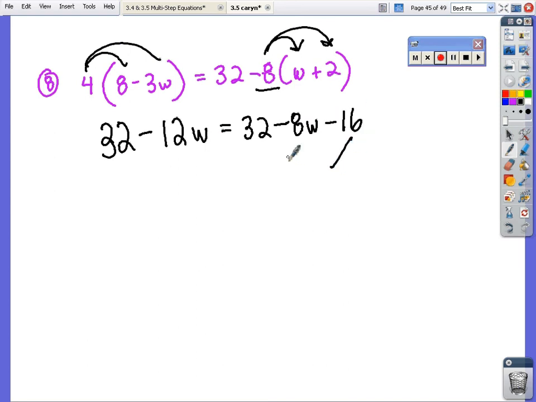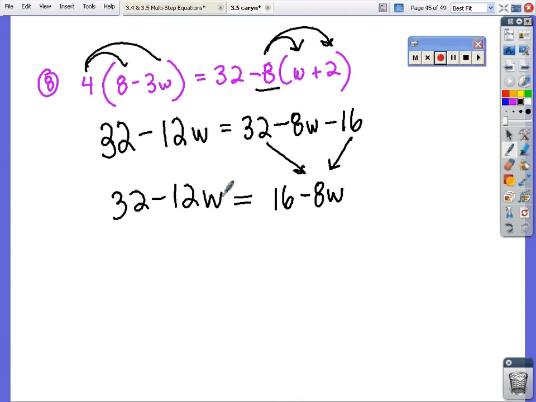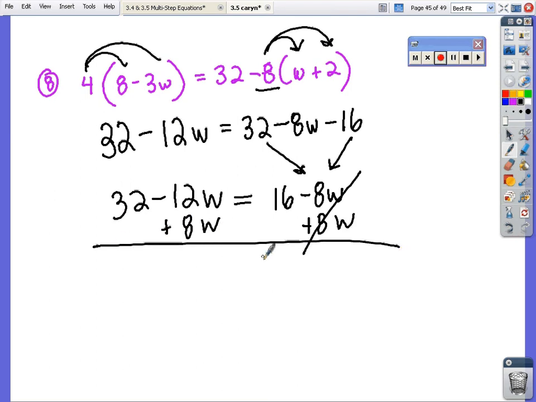Then I could combine those things because they're on the same side of the equal sign. And 32 and a negative 16 combine to a positive 16. I could either write 16 minus 8w, or I could have written negative 8w plus 16. Bring down my equal sign. 32 minus 12w. I'm going to add 8w to both sides. Leaves me with 16, which equals 32.